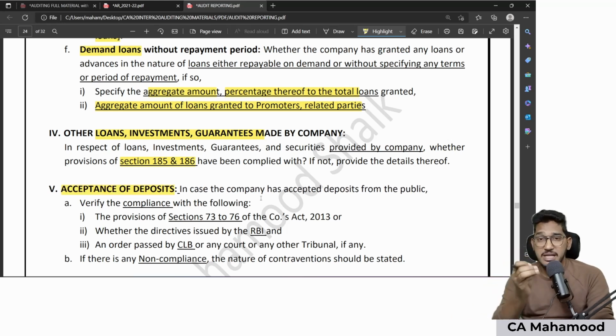Fifth point, acceptance of deposits. In case your client company has accepted deposits, whether they complied with section 73 to 76 of the Companies Act. And regarding that acceptance of deposits, if there are any directives or instructions given by RBI, whether they are complied with or not. And if there is any order of CLB, that is Company Law Board, Court or Tribunal regarding that deposits, whether those are complied with or not. Very simple. In case your client has accepted any deposits, provisions of the Companies Act, RBI instructions, court order, whether all these are complied with or not, I need to check. If you find any non-compliance, report what is that non-compliance which has happened during the year.